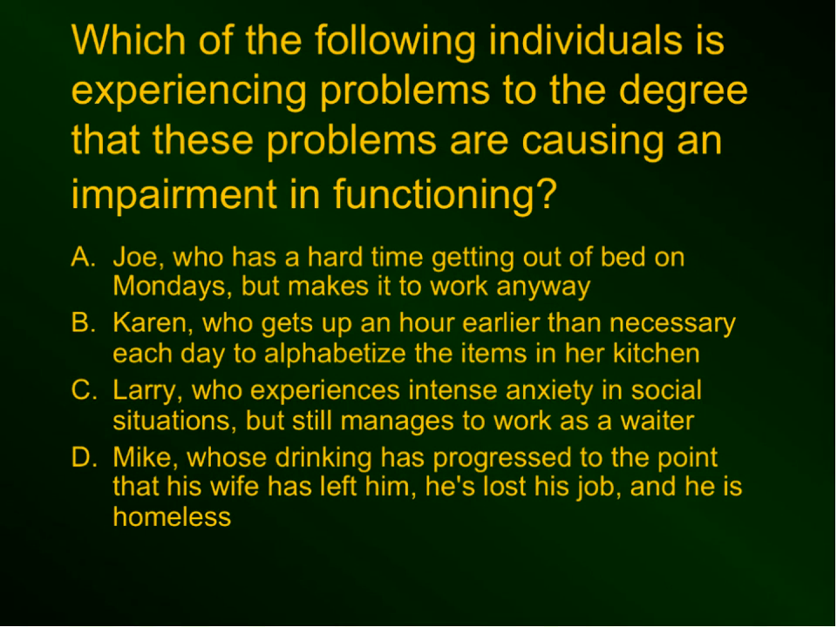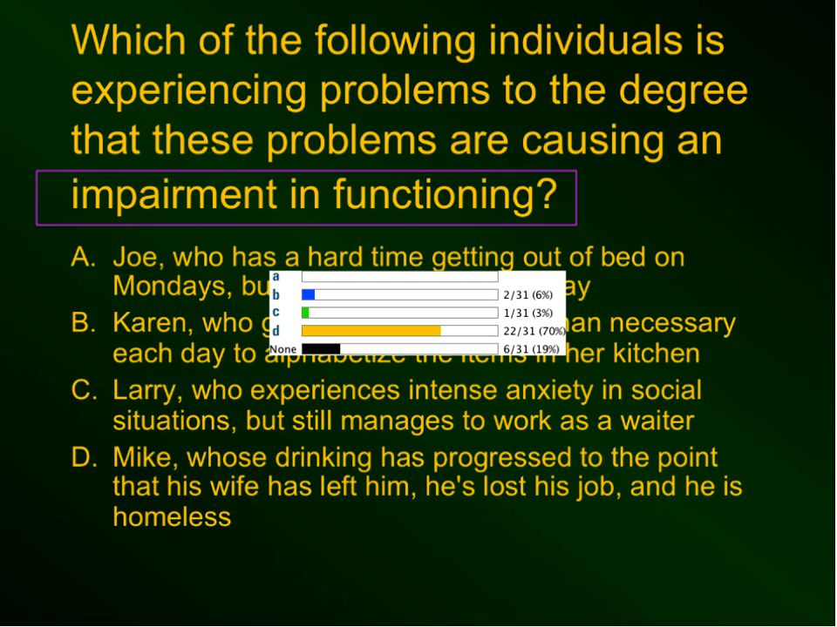Cool. Let's go back to this item again. Let me make the polling ABCD again. So who's got the impairment in functioning thing going on? Joe, Karen, Larry, or Mike? Let me give you 30 seconds to think your way through that. All right, 5 more seconds to finish up. Cool. Look at that. We were like 2/3 of us choosing D the first time through. Now we are at 22 out of 25, which I think is 88%. So, yeah, it's Mike.